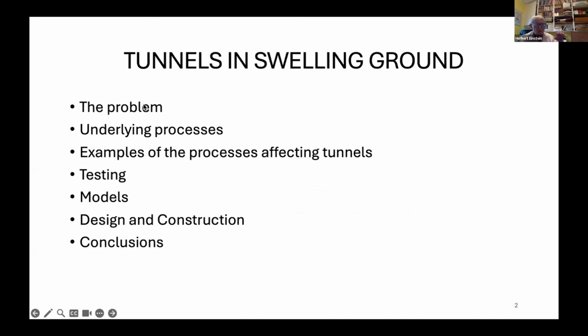So what I'm going to do now is quickly address the problem, the underlying processes in general, and then the underlying processes affecting tunnels. And then we go, this is literally what we do in any tunnel design, but quite clearly in this particular case, I have some other issues that are interesting in regard to swelling ground.